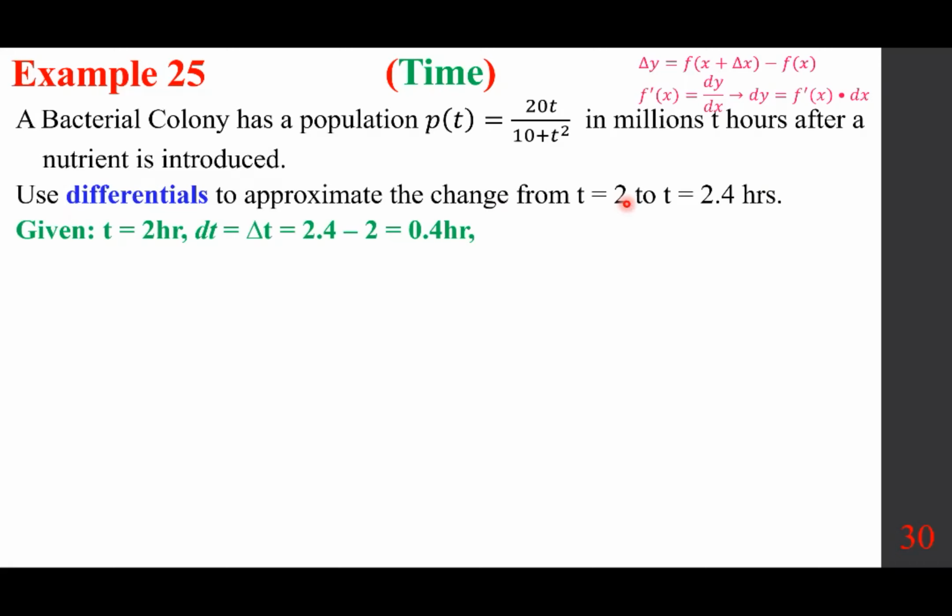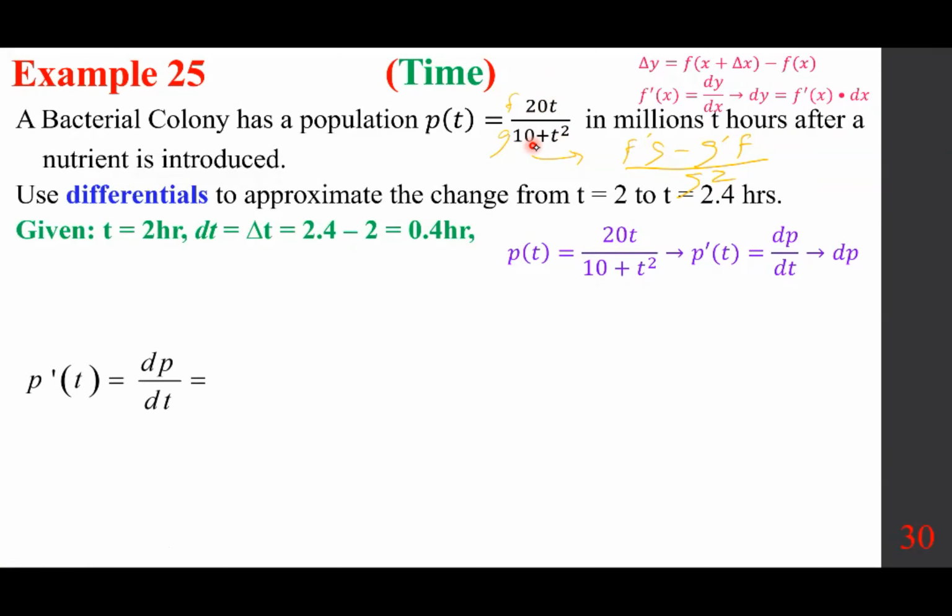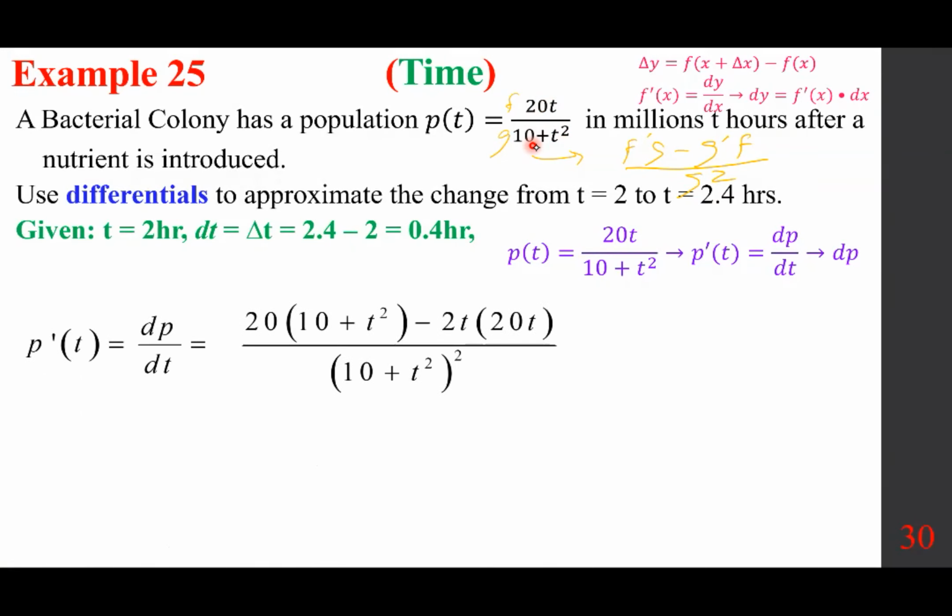So what we need to do, given P of t, is find P prime of t, which is dP dt, and then we find dP. That is the process that is involved. To find P prime of t, we use the quotient rule, f prime g. If you call this f and this g, it's f prime g minus g prime f over g squared. Which means the top gives you 20 times the bottom, 10 plus t squared, minus the bottom gives you 2t times the top 20t, and you put the denominator squared. That is dP dt. You're going to distribute.